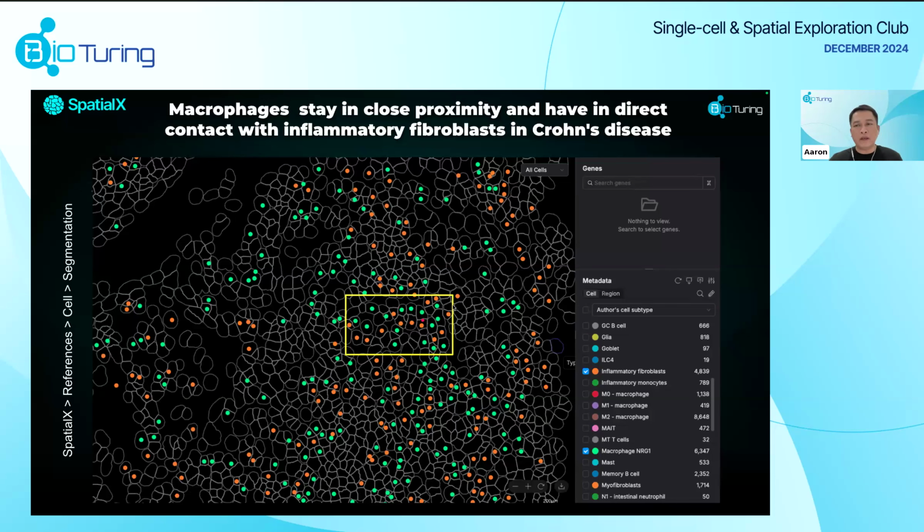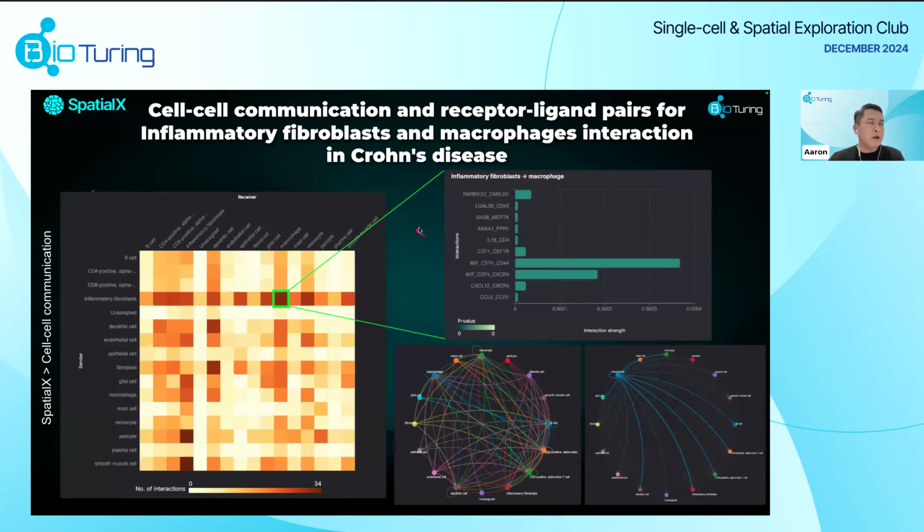After the cells interact with each other, the next question that we are interested in is whether or not these cells communicate with each other, and what is the ligand and receptor pair these two cells may potentially use to interact. To do that in SpatialX, we have the option to do cell-cell communication, which is going to be released very soon.